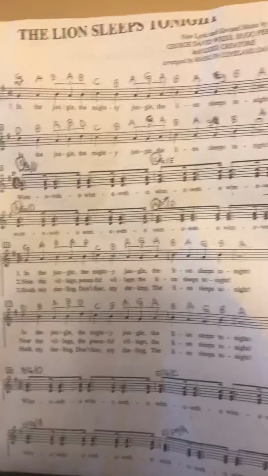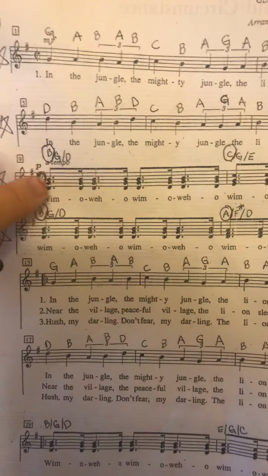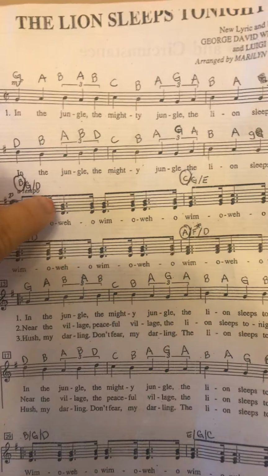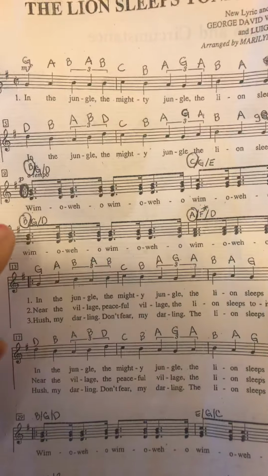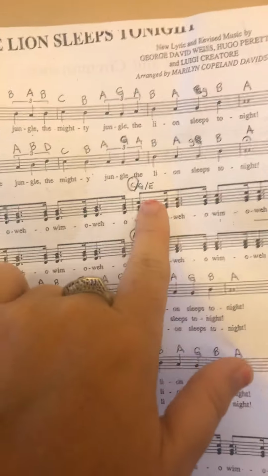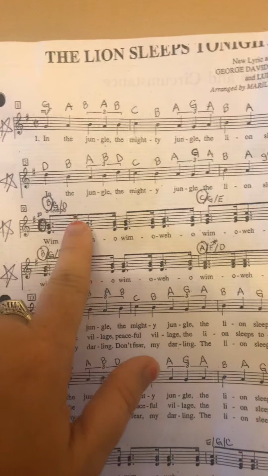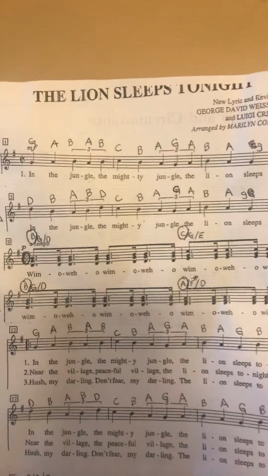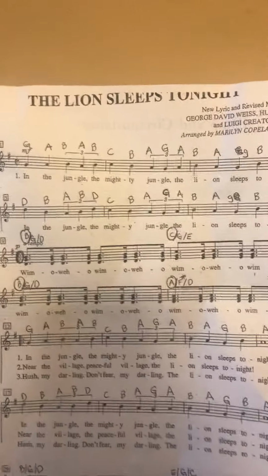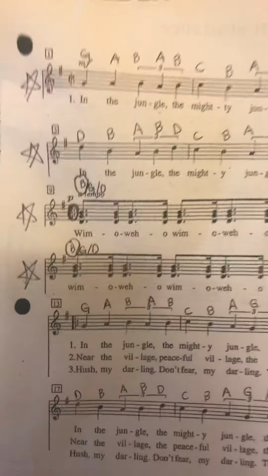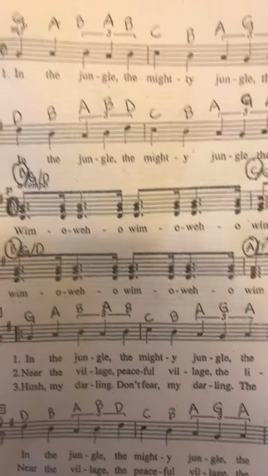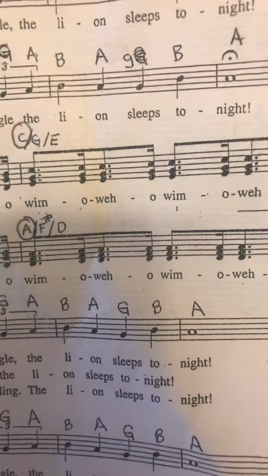In the Wimoweh part, we have 3 notes stacked on top of each other. Those are chords. And I listed all the notes in the chord above the chord. And this is the same chord. It just repeats, like this. And then it goes to the next chord. Back to this one. Then this one.